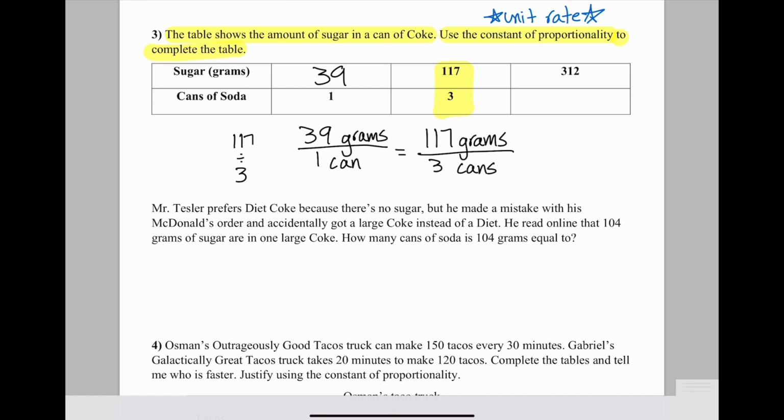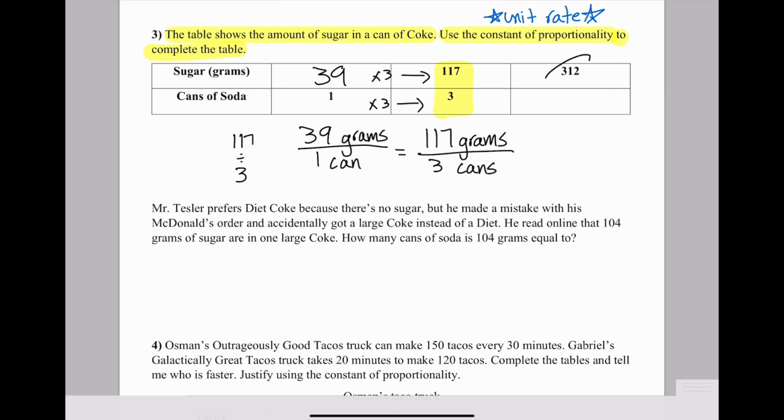All right, and that makes sense. If we multiply that by 3, that's going to give us 117. And so now we're wondering, how many cans of soda have 312 grams of sugar?